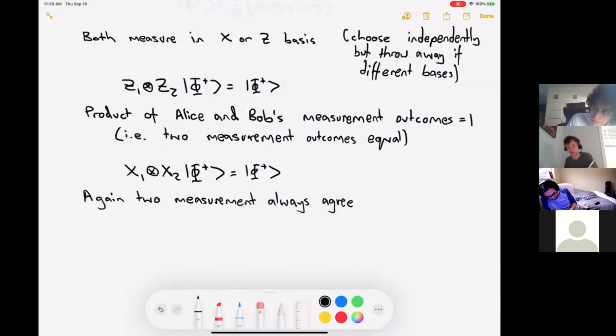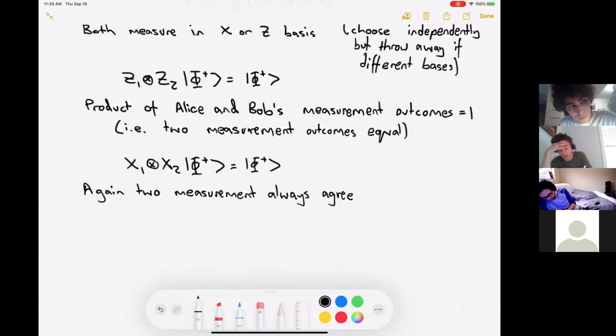Sorry, could you explain again why C1 cross C2 of phi plus is phi plus? Yep. No, that's a good question. Let me explain that properly. Okay, so if I have a measurement O1, or I'll call it measurement OA, done by Alice. Let me call these A and B actually.